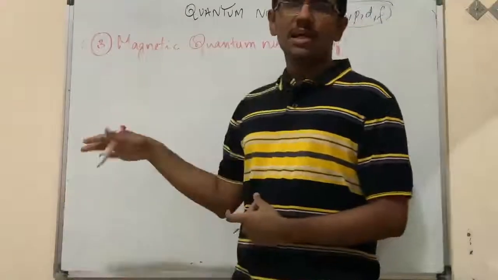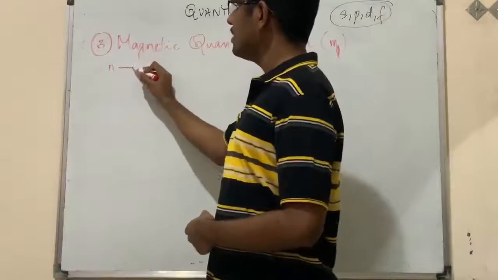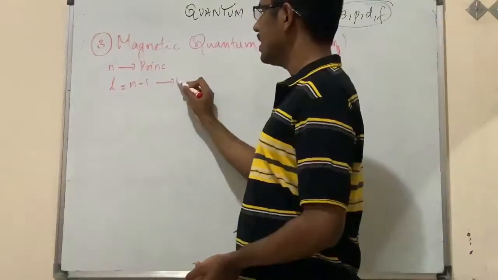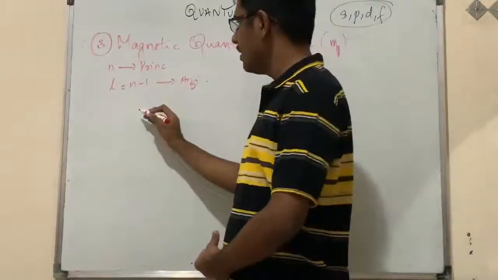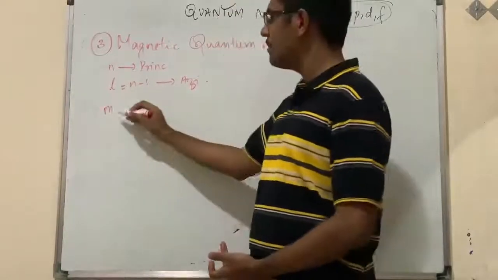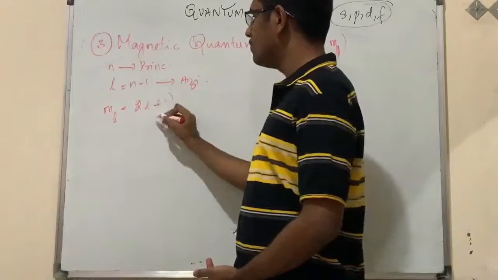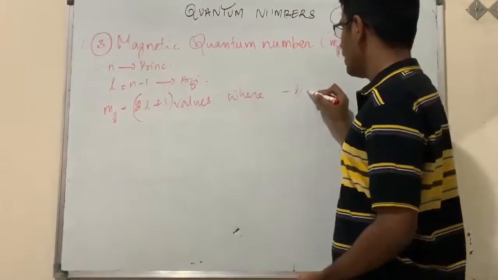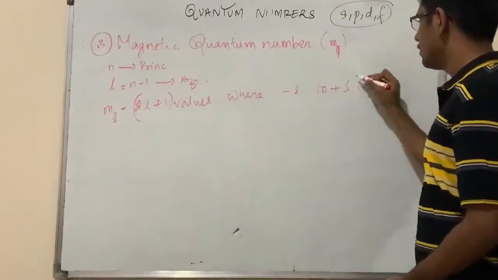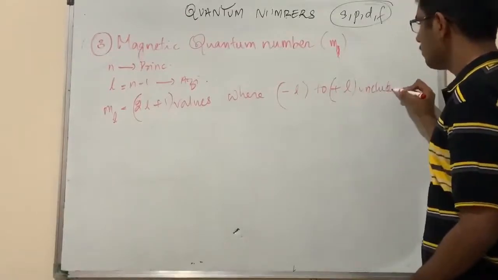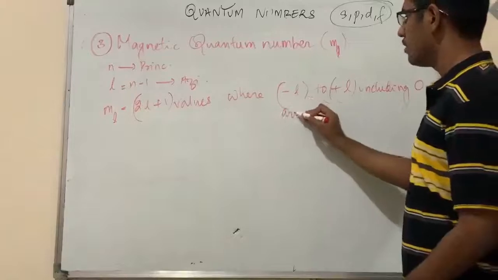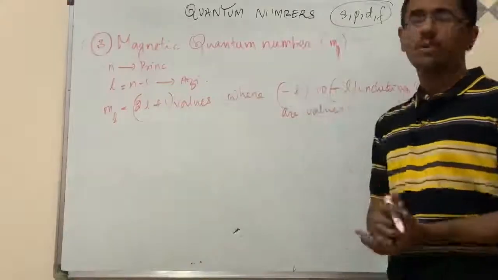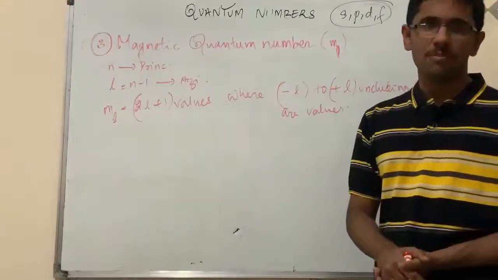So what is the relation? We have discussed that if n is the principal quantum number, and L equal to n minus 1 is the azimuthal quantum number, then magnetic quantum number ML gives 2L plus 1 values, from minus L to plus L, including 0. By reading this definition, you may not understand the actual meaning of magnetic quantum number. I'll explain it by giving examples of orbitals.